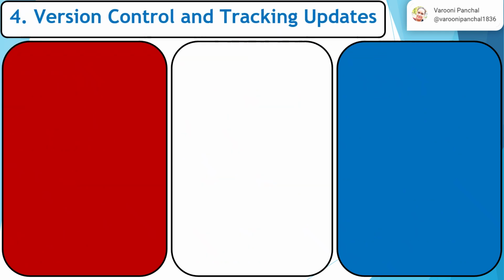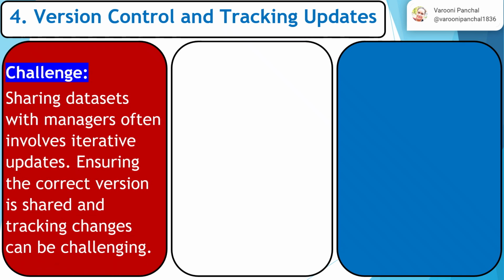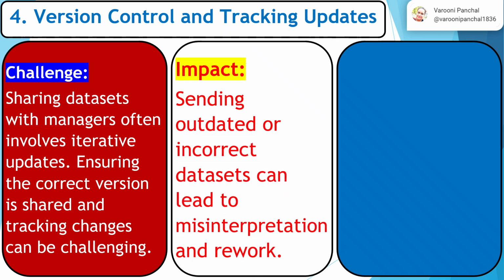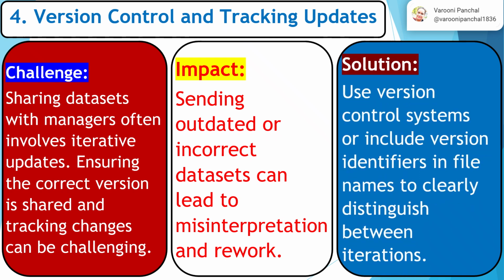Number 4. Version control and tracking updates. Challenge. Sharing datasets with managers often involves iterative updates. Ensuring the correct version is shared and tracking changes can be challenging. Impact. Sending outdated or incorrect datasets can lead to misinterpretation and rework. Solution. Use version control systems or include version identifiers in file names to clearly distinguish between iterations.